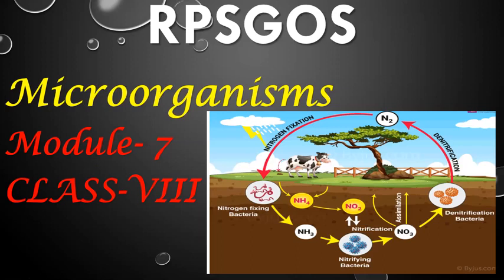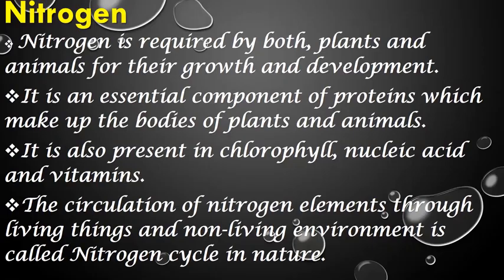Today, we will continue with the chapter Microorganisms, Module 7. And in this module, we will study the importance of nitrogen, and then we will explain the importance of microorganisms in the nitrogen cycle. Nitrogen forms 78% of our atmosphere.